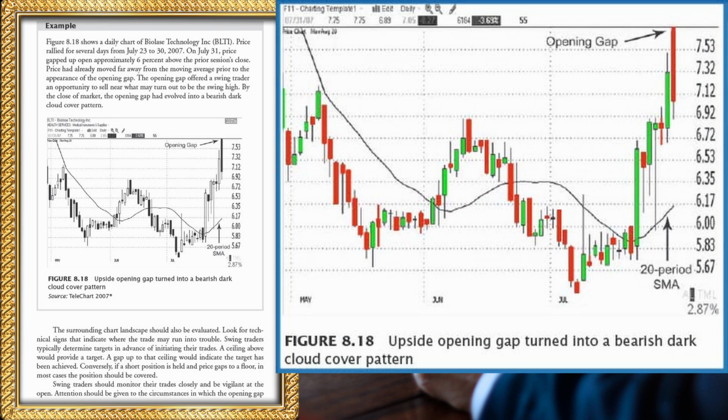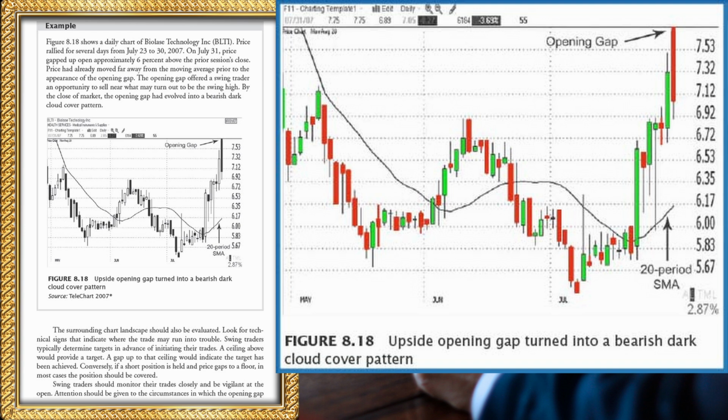Example: Figure 8.18 shows a daily chart of BioLace Technology Inc. (BLTI). Price rallied for several days from July 23rd to 2007. On July 31st, price gapped up open approximately 6% above the prior session's close. Price had already moved far away from the moving average prior to the appearance of the opening gap. The opening gap offered a swing trader an opportunity to sell near what may turn out to be the swing high. By the close of market, the opening gap had evolved into a bearish dark cloud cover pattern.